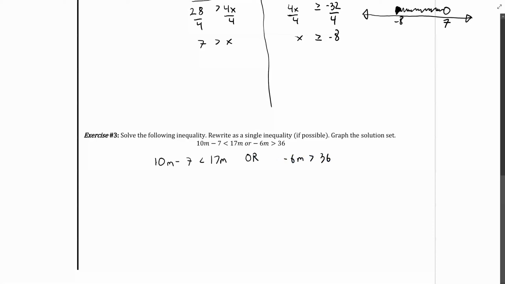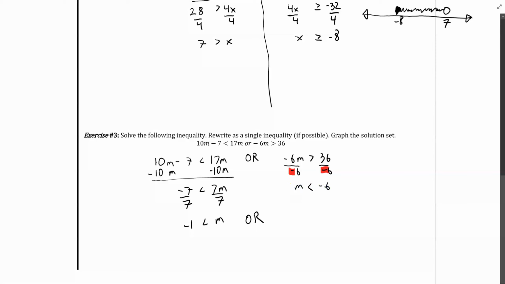Okay, so what we'll want to do for the first inequality is kill off the smaller m. And I'll do that by subtracting 10m from both sides, which gives us negative 7 is greater than 7m. From here, we'll divide both sides by 7. And so this gives us negative 1 is less than m. Or, now for the second inequality, we're going to divide both sides by negative 6. But watch out, because we divided by a negative, we do need to flip the inequality symbol. So this gives us m is less than negative 6.